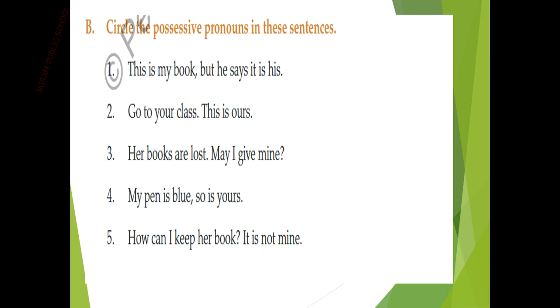Number 1. This is my book, but he says it is his. Can you find out the possessive pronoun in the sentence? Yeah, of course. The answer is his. So circle the answer his. 2. Go to your class. This is ours. Can you find out the possessive pronoun in the sentence? Of course, ours is the answer. Circle the word ours. 3. Our books are lost. May I give mine? Can you find out the possessive pronoun in the sentence? Yes, the answer is mine.